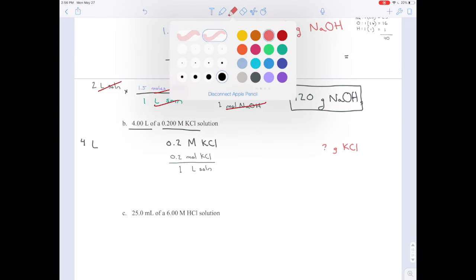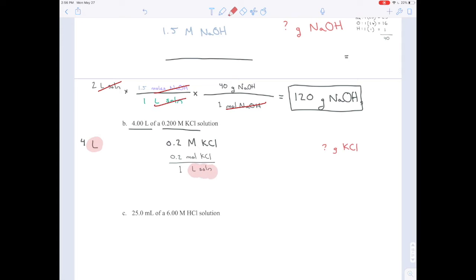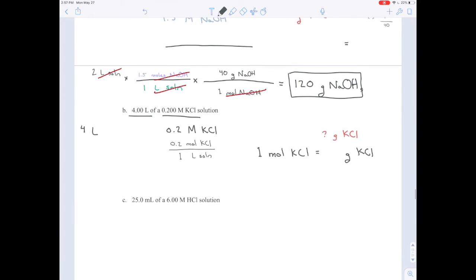We can see the connection between liters here and liters in the molarity, and we can use that conversion factor to get to moles. But what we want is not moles, what we want are grams, and so we need a conversion factor that relates moles of potassium chloride to grams of potassium chloride. To relate moles and grams, you need the molar mass, the mass of 1 mole. And to get that, we'll use the periodic table.